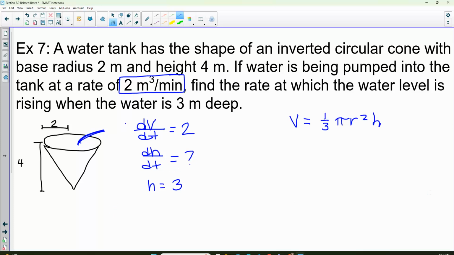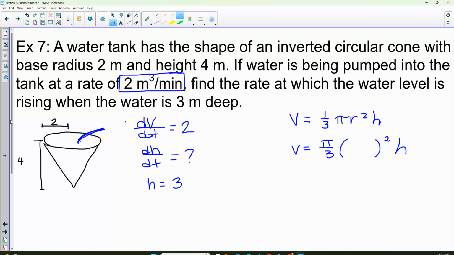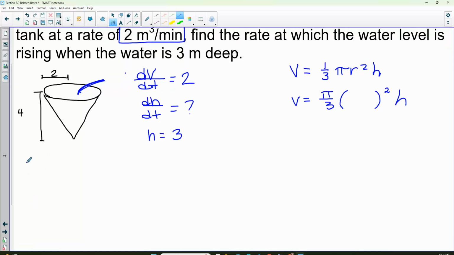Do I have any information at all about the radius? No. So what I want to do is see, can I get rid of this r before I ever do my derivative? Okay, 1/3 pi, I could write that as pi over 3. But I'm asking, is there something else we could put r in terms of so that we didn't have those variables? Let's come back and think about this whole cone. If I think of this as a triangle, the height was 4 and the radius was 2. And at any given point when our water level, we can measure h and r.